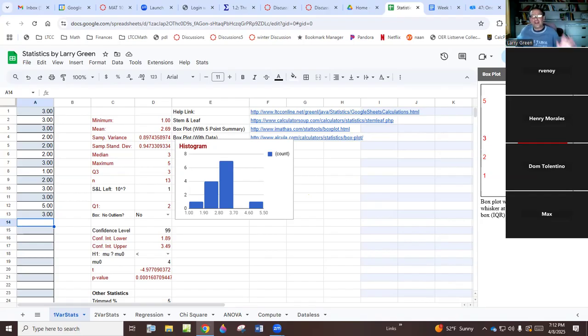That won't always be true. They won't always be the same, by the way. And then we have this number 5, which is the maximum. So the box plot is a nice way of displaying this 5-point summary. It's also very easy to see that the middle half is between 2 and 3. Any questions on the box plot? Okay, let me do another example.